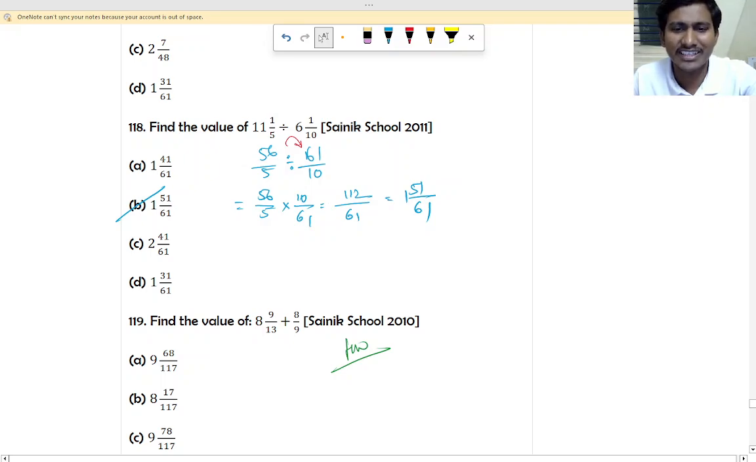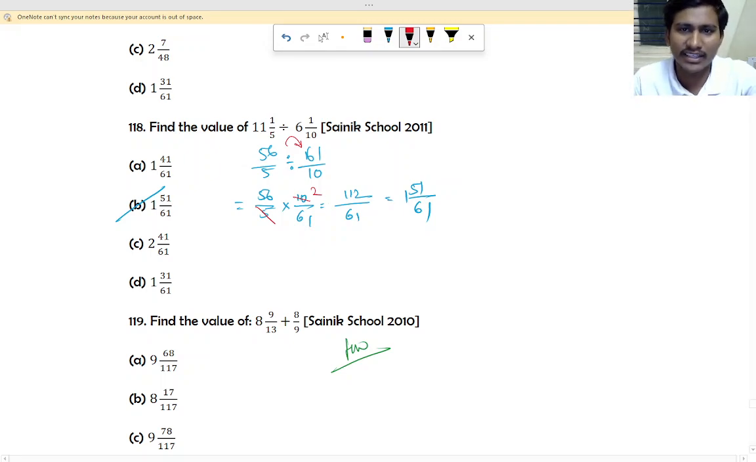Here we cannot cancel anything. Multiply. So 56. So here we can cancel it, right? Which we can cancel? 5 2s are 10, we can cancel. So 56 2s are how much? 56 2s are 112. So 61 will be the same. If you write 61 in mixed fraction, you will get the answer. 61 1s are 61, remaining will be 51. So 51 by 61, answer option B, right?